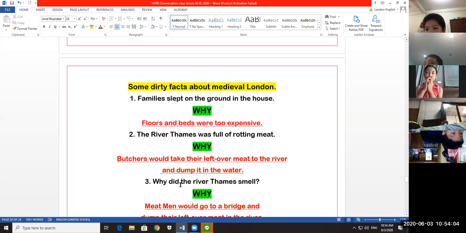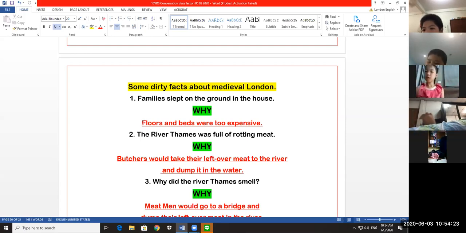So these are dirty facts about medieval London. There's only three of them. There's a lot more. Number one, families slept on the ground in the house. Why? Floor and bed were too expensive. Okay, good. Number two, the River Thames was full of rotting meat.